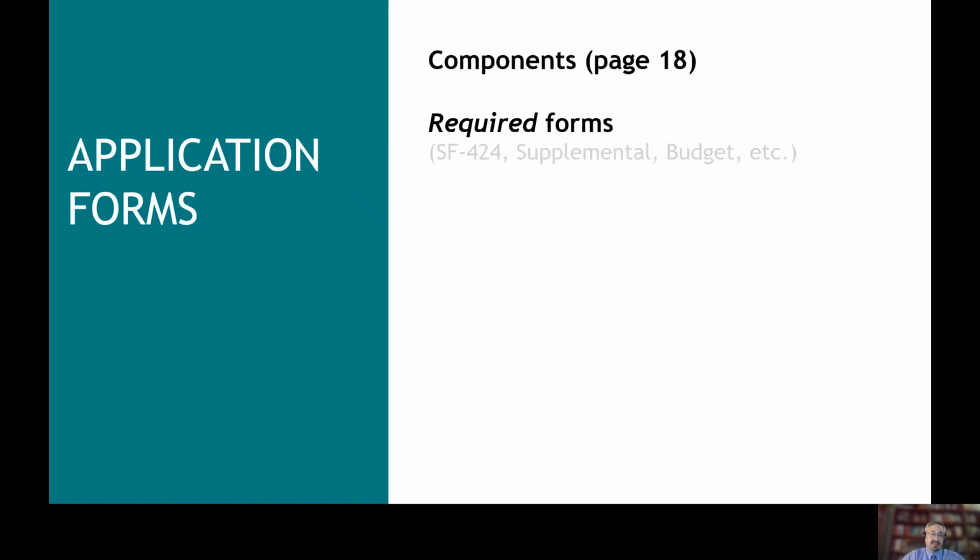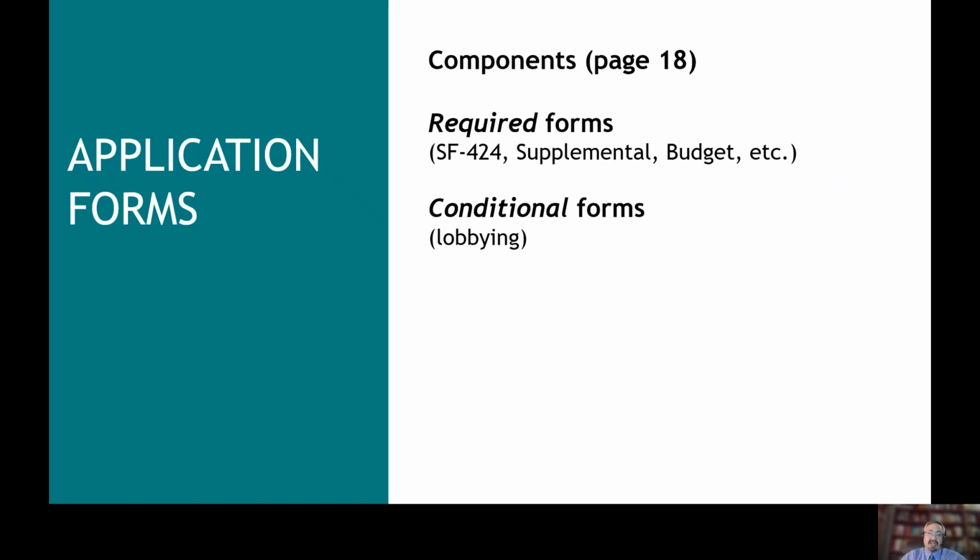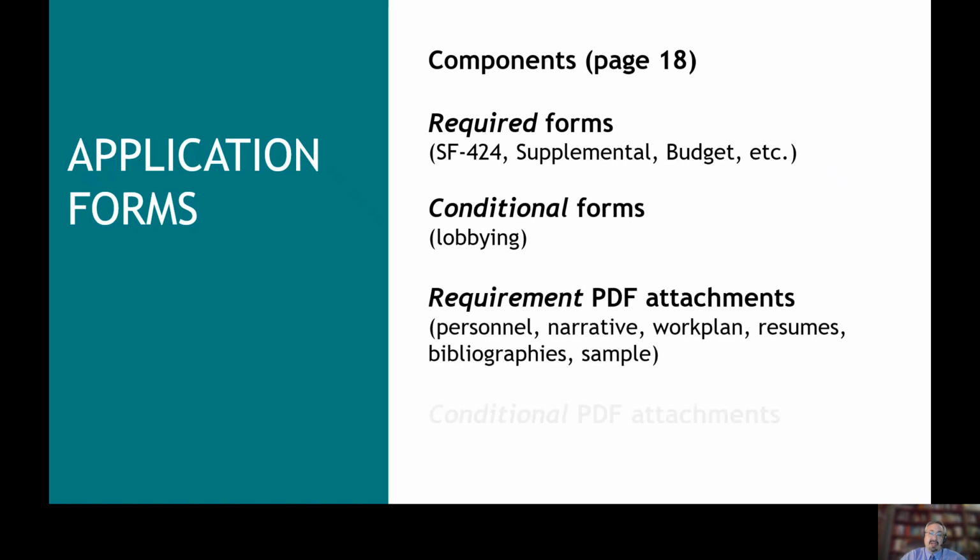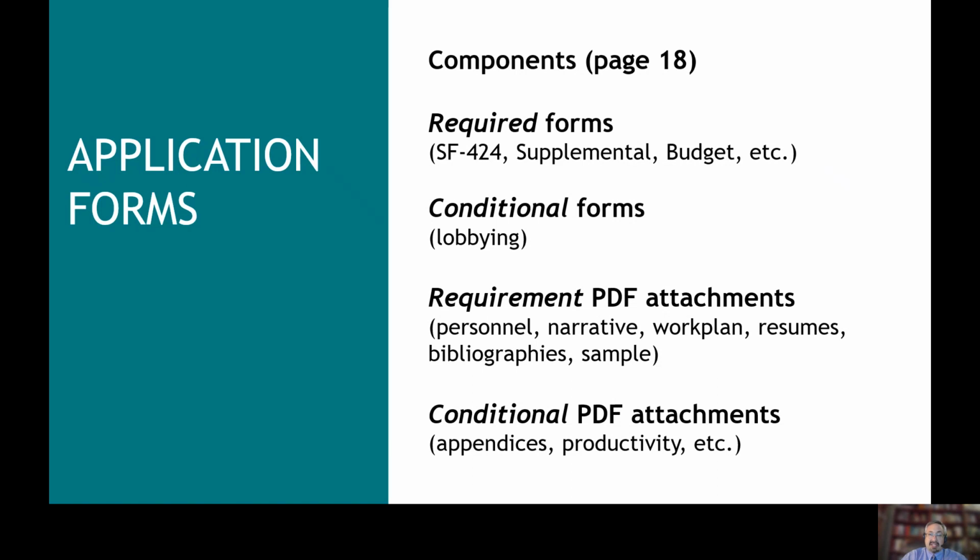So there are several types of forms and components to your application. I'm trying to break it down a bit here just to understand the pieces that need to go into this. There are forms and attachments. The forms are the things that we provide for you to fill in, and the attachments are the things that you create in something like Word and then create PDFs of. You'll find a list of all these components on page 18, both the forms which you download and the attachments which you create. And they're both required types and conditional forms, depending on whether your project requires them or not.